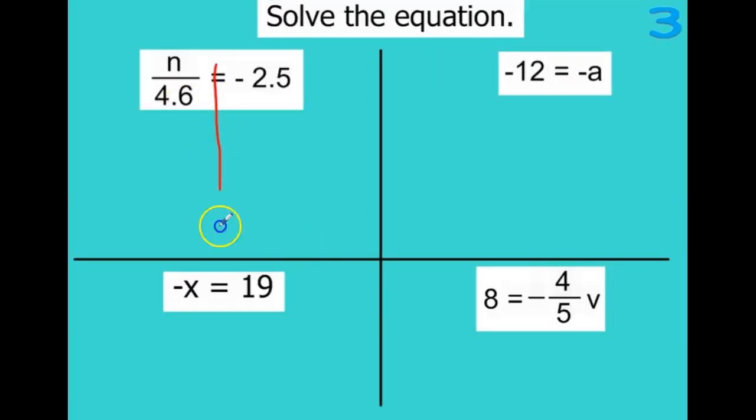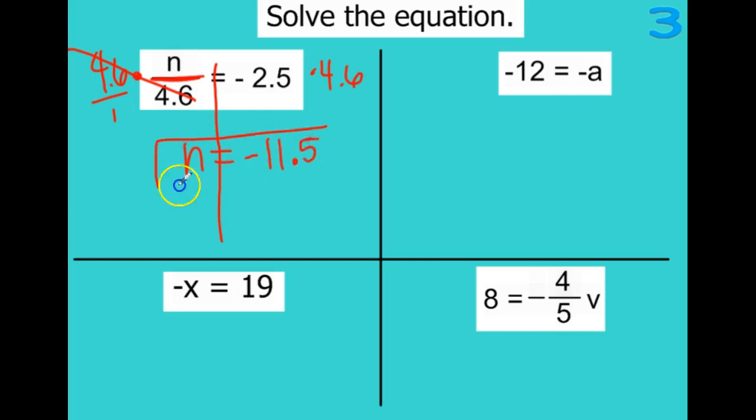Couple more. Draw your line. This line means divide. The opposite of divide is multiply. So we're going to multiply by 4.6 on both sides. This is really on the top, so those cancel out. Make one n or just n. And then I'm going to use my calculator. Negative 2.5 times 4.6. And I get negative 11.5. Make sure when you type this negative into the calculator, use the negative that's in parentheses.